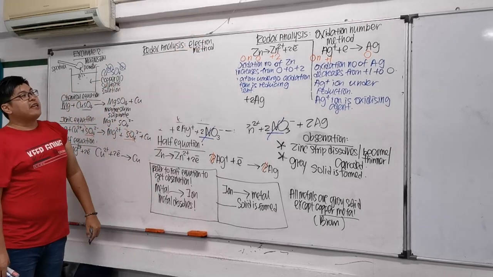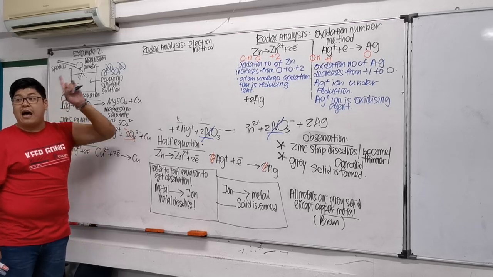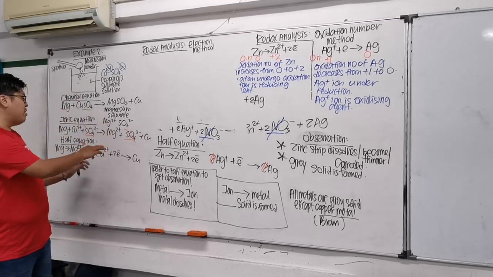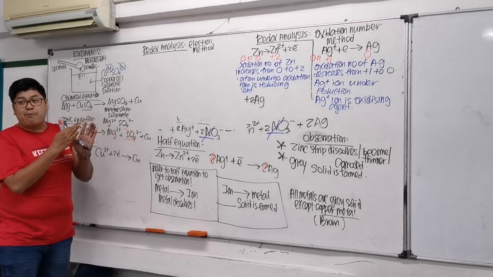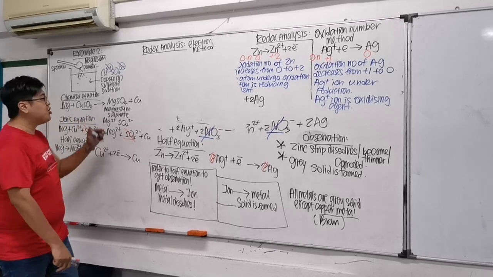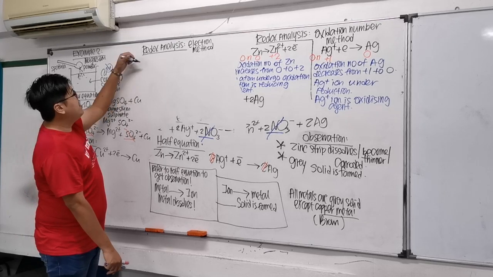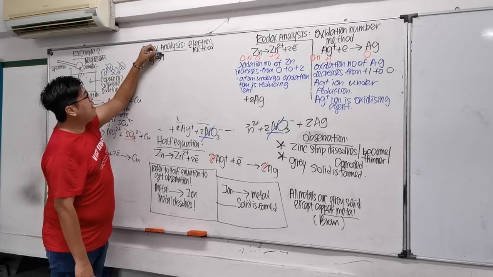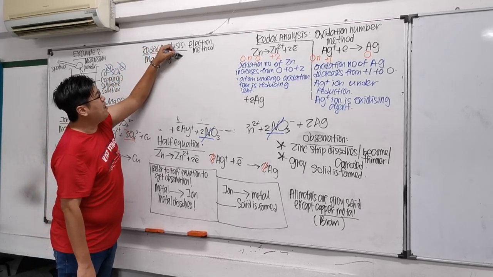Okay? So guys, electron method is the method we learned from last week, the last lesson. No matter oxidation number or electron method, don't worry. Always refer to your half equation. So let's look at the half equation: Mg becomes Mg2+ coupled with 2e.